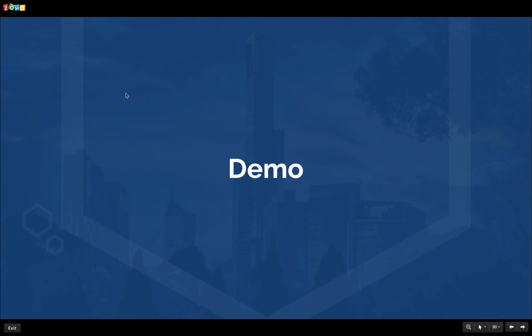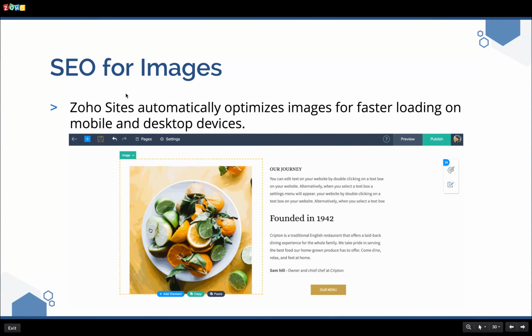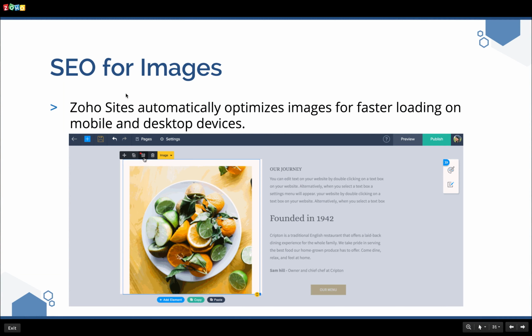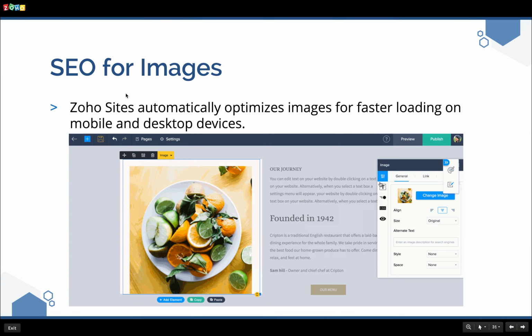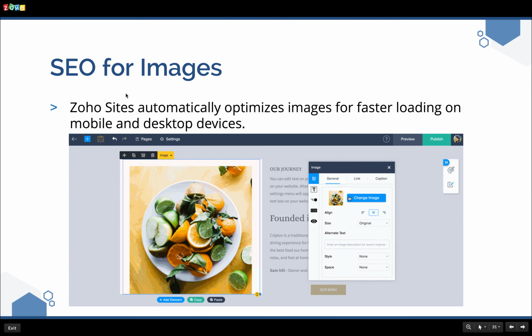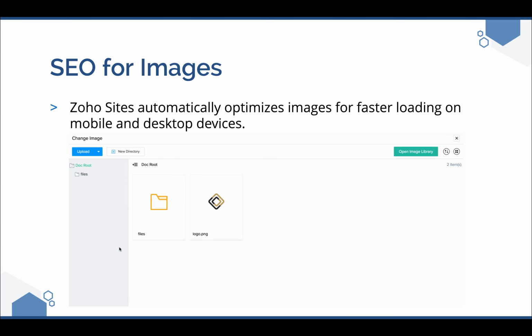Getting back to the presentation, we have SEO for images. Zoho Sites automatically optimizes images for faster loading on mobile and desktop devices. As you can take a look, when you're trying to upload an image, we already optimize it, so you can either upload it directly or upload and skip optimization.